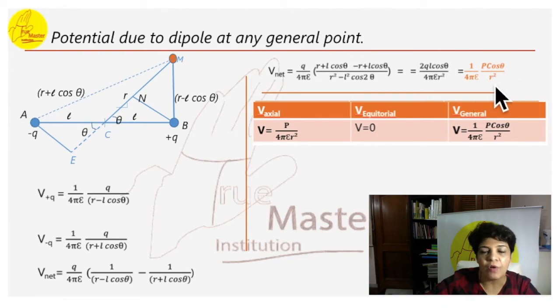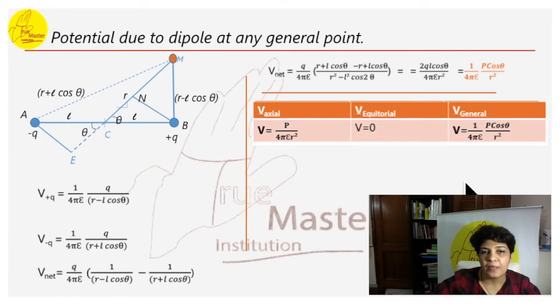So what are the three formulas that we have derived for potential? The potential for the axial line is p by 4 pi epsilon naught r square, that you can note down. The potential for the equatorial line will be 0, and for the general point this will be the potential. So this is very important. Please note these down. These can come as a derivation, or even as numerical questions.